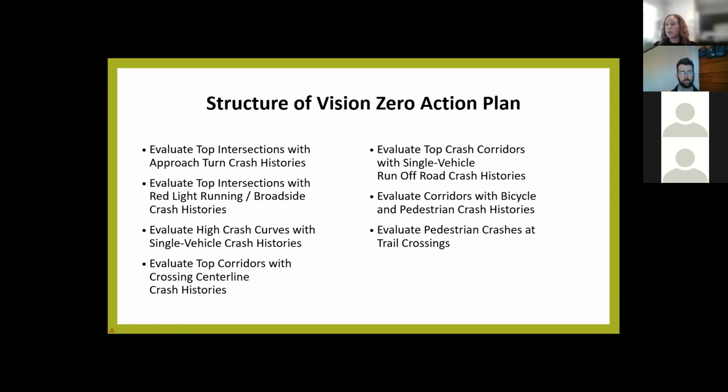So therefore, we're eliminating all those locations from our scope that are already being looked at or have been reconstructed recently. For example, US 287 and State Highway 52 ranked the highest when looking at approach turn and broadside crashes, though CDOT converted all the signals at the intersection to protected left turn phasing, and the intersection is being reconstructed in 2022. So that being said, we're going to focus our efforts on evaluating the intersections that are not already being reviewed.